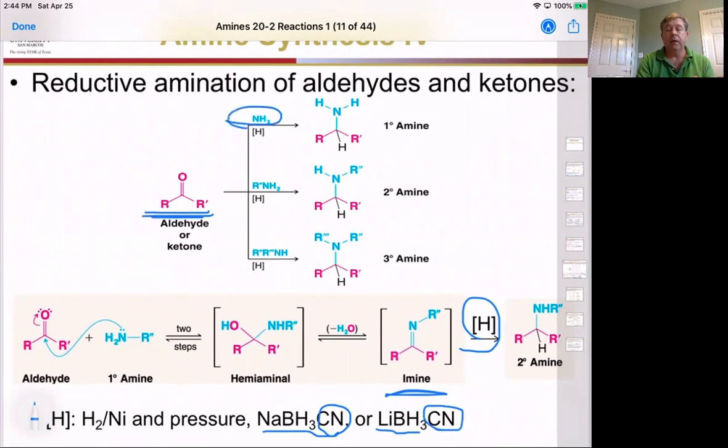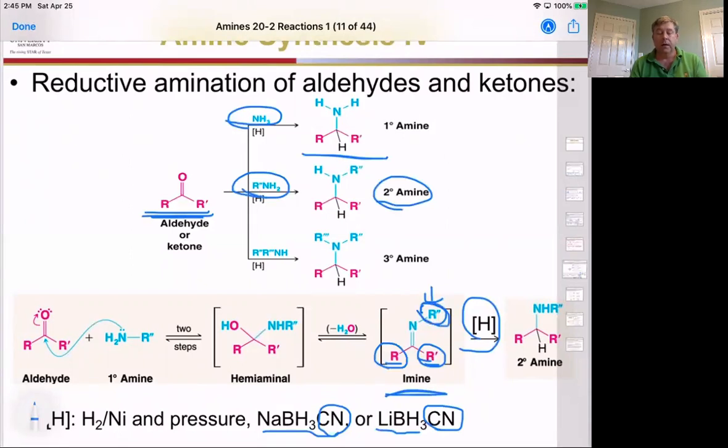If we use ammonia, we will get a primary amine because the intermediate here is this, these two R groups are either R or they are H. And then this R group here is an H. And so when we have an H up here, we'll get the primary amine. If we start with a primary amine here, we'll end up with a secondary amine here because this R group is an R. And if we start with a tertiary amine, it doesn't fully form the amine, it forms an intermediate amine, which is then reduced and gives us the tertiary amine.